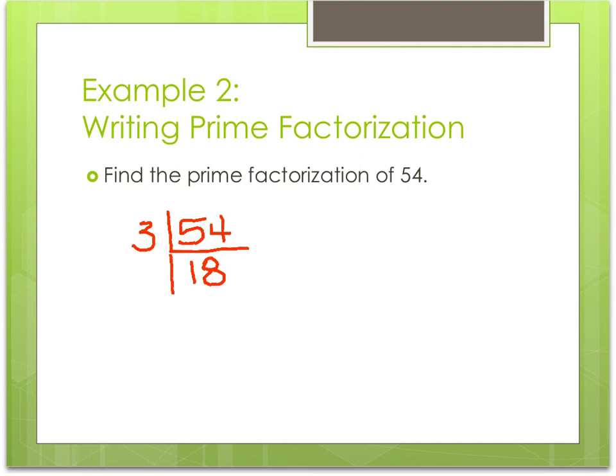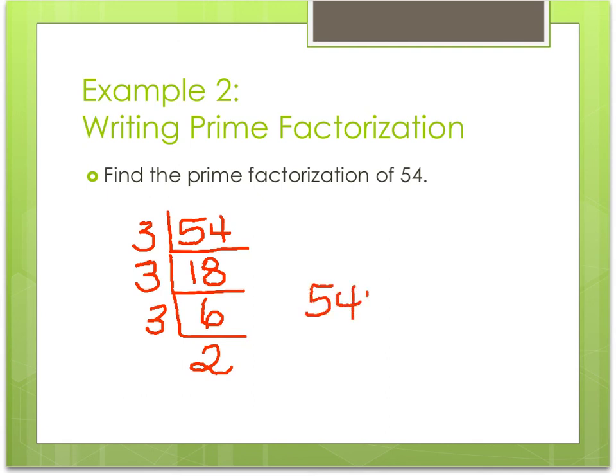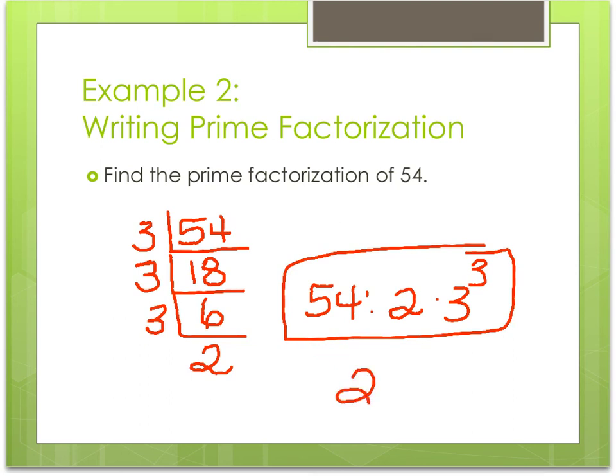18 is not prime, so I know then that 3 is going to be a factor again. I know that 3 times 6, so 18 divided by 3 is 6. 6 is not prime, so I know 3 also goes into 6 twice. I've come to an end because my last number is prime, so therefore the prime factorization of 54 is going to be 2 times, I'm going to use 3 to the third power. Hopefully you came up with that, or 2 times 3 times 3 times 3.